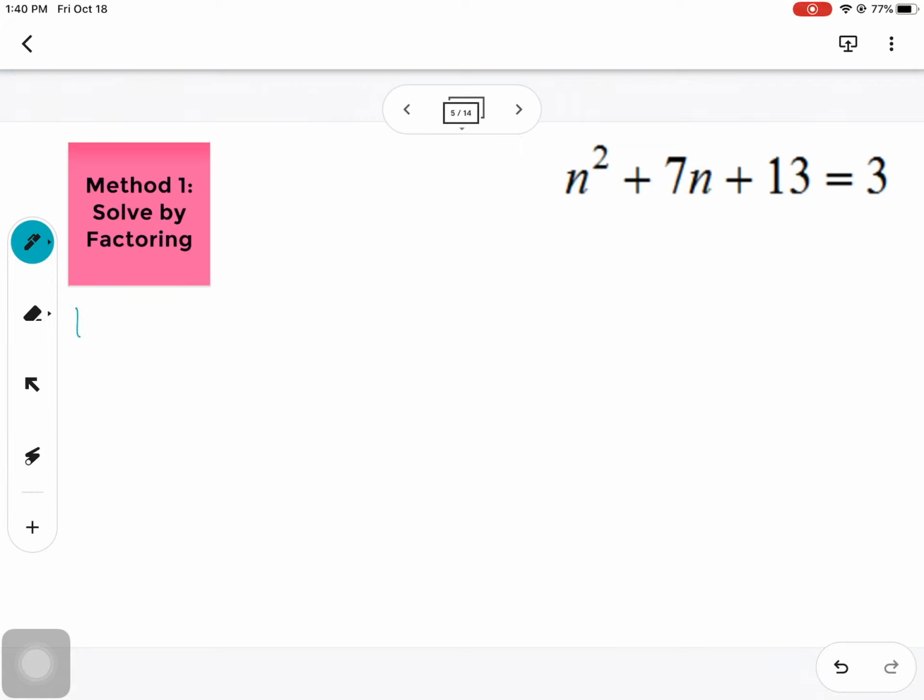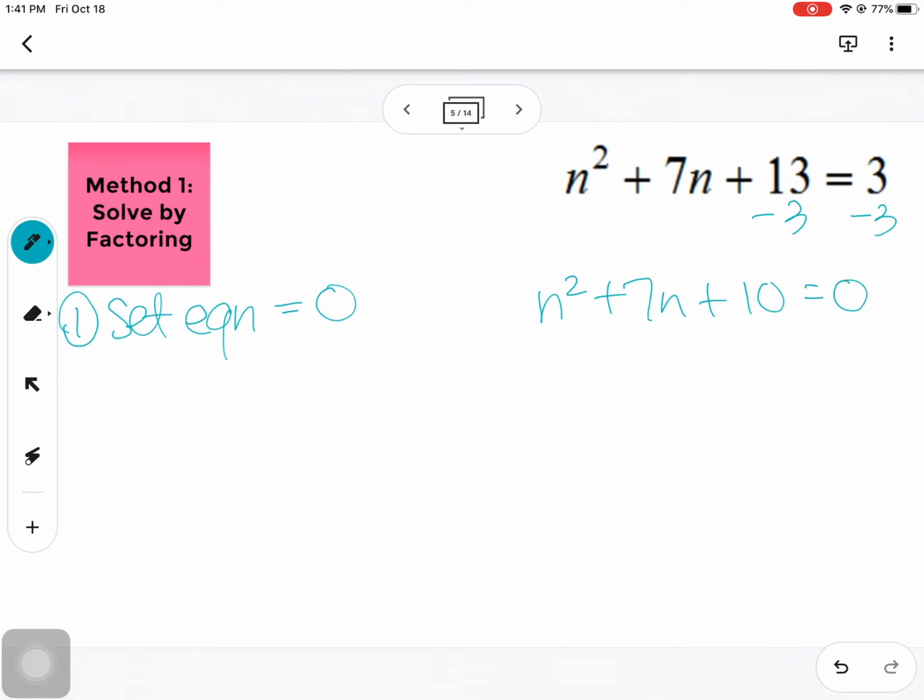The first thing you're going to do in this method is set your equation equal to 0, because the only way we can actually solve this is if it's equal to 0, which will be your first step when you're finding your zeros or your x-intercepts later. With this one, we're going to subtract the 3 over, and you will have n squared plus 7n plus 10 equals 0.